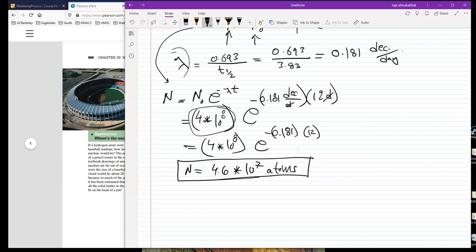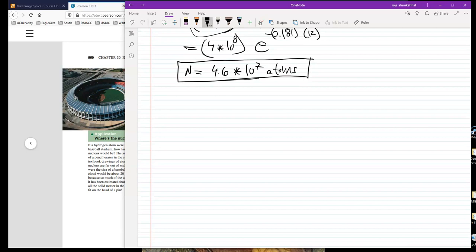Okay. Next part, B: what is the initial activity? Initial means R naught, the activity of the radon sample.